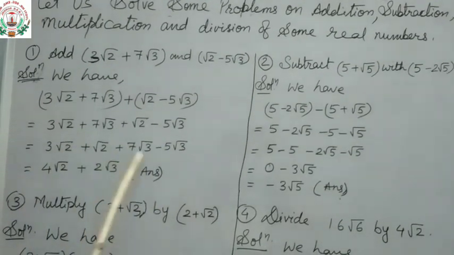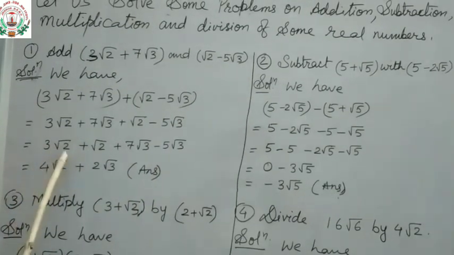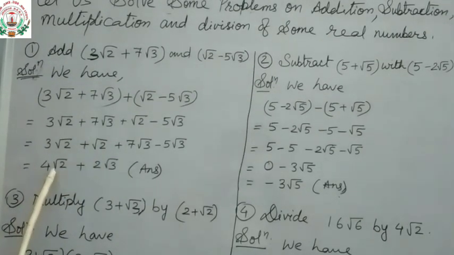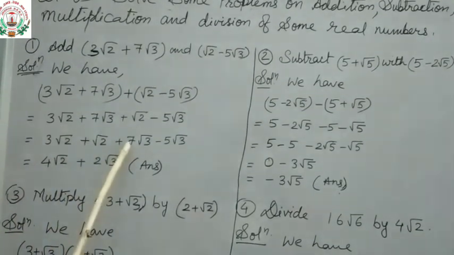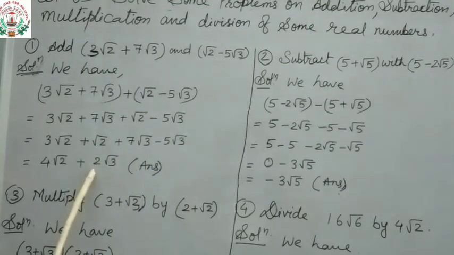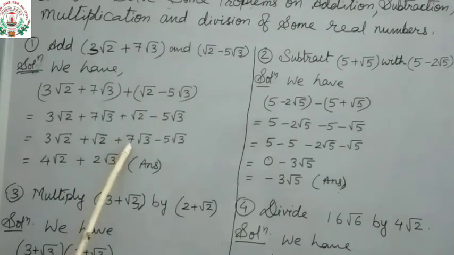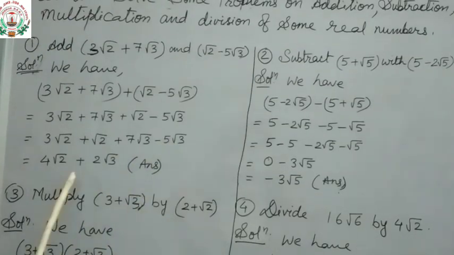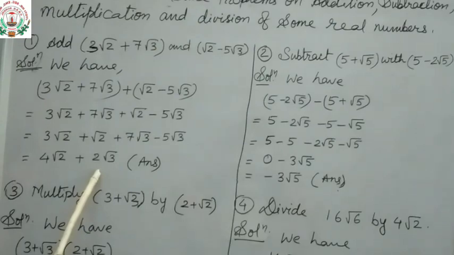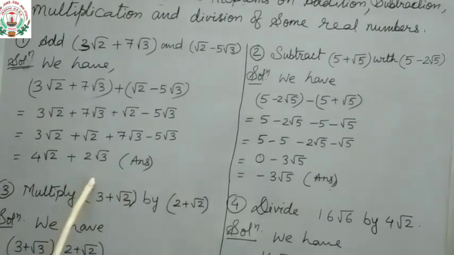Okay, so like terms we have written side by side, and then 3 root 2 plus root 2, what will it be? 3 plus 1 will be 4. So 4 root 2, plus here 7 minus 5, how much will it be? 2. So plus 2 root 3, because the plus number is greater than the minus number. So plus sign will come. So 4 root 2 plus 2 root 3 will be the answer, because further simplification cannot be done.